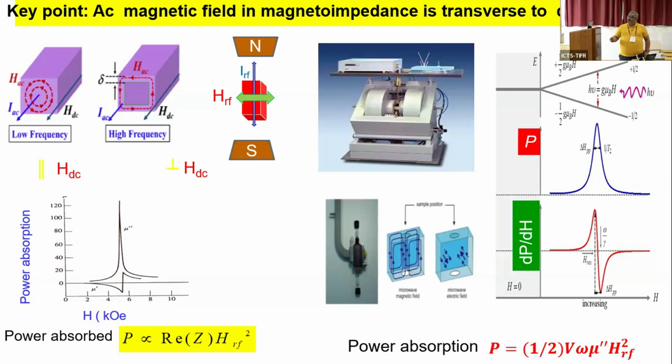The same approach here. The AC current goes this way, and the AC magnetic field is in this direction. So basically the RF field is transverse to the DC field. Same configuration, very simple experiment. And probably the same thing happens here, except that now the power absorption is proportional to the real part of the impedance times the square of the RF magnetic field, whereas in ESR it's proportional to omega mu double prime h squared over 2. Again, remember the real part of the impedance is, even in this case, affected by mu double prime, except that mu prime also gets involved.